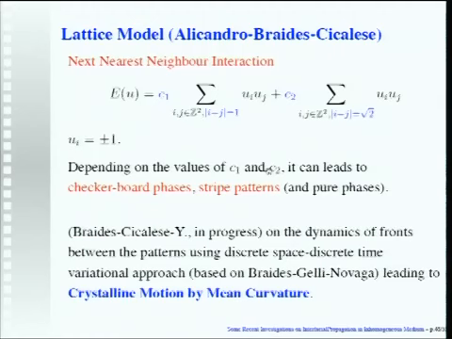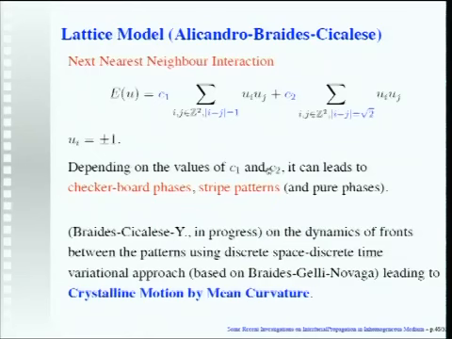But if you look at a combination of nearest neighbor and next nearest neighbor, then the pattern becomes much more complicated. I mean, it's still manageable, but what's more interesting is that you can have checkerboard phases, stripe patterns, and of course pure phases, and combinations of these.